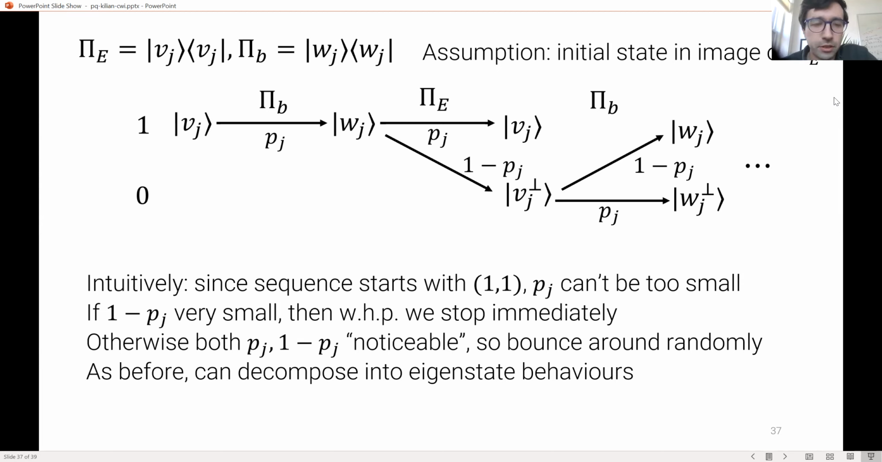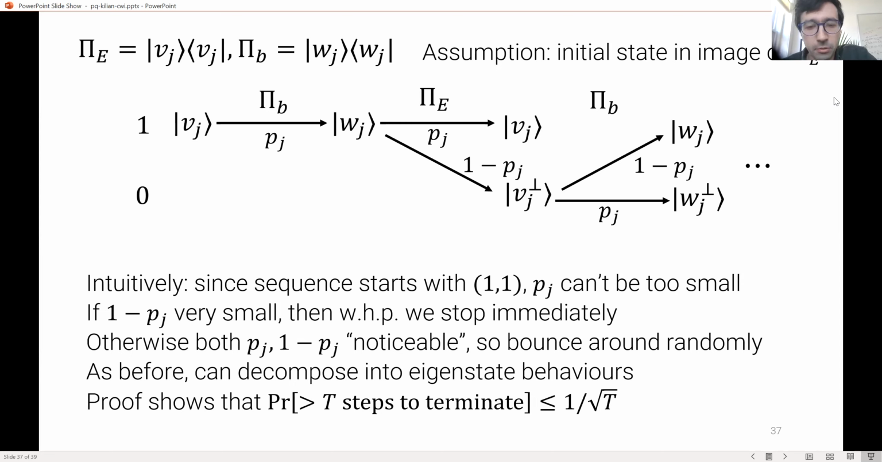And then as before, you can use this Jordan measurement to decompose the behavior of a general state into behaviors for eigenstates, for these vj eigenstates. What the proof shows is that the probability that you require more than t steps to terminate in this procedure is something like 1 over square root t. So this terminates in polynomially many steps with all but inverse polynomial probability, where you can set this threshold to be as large as you want.